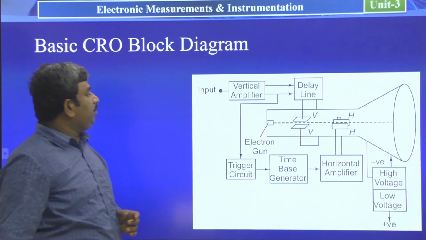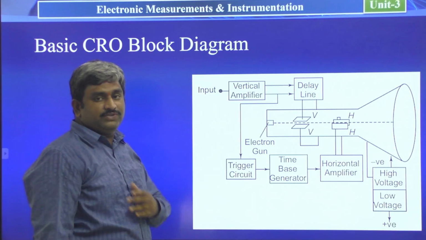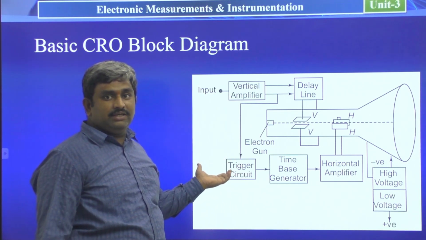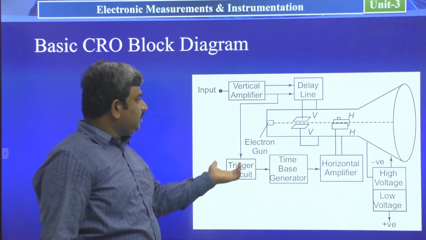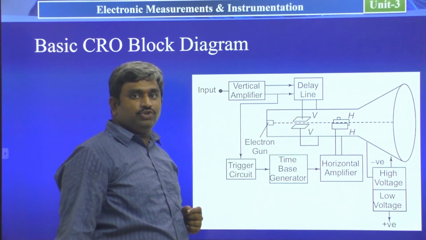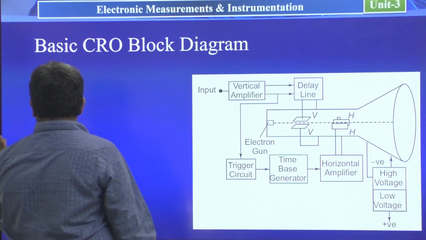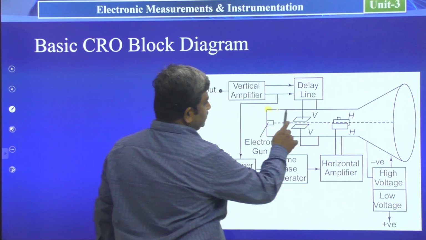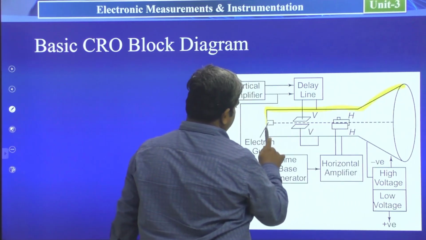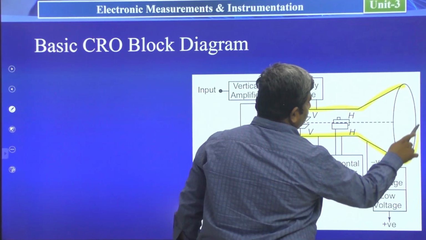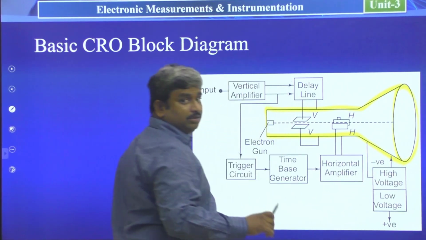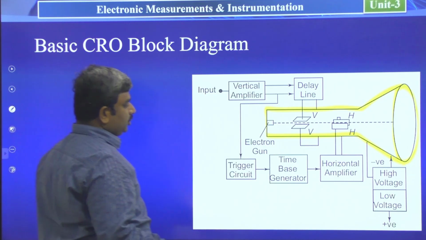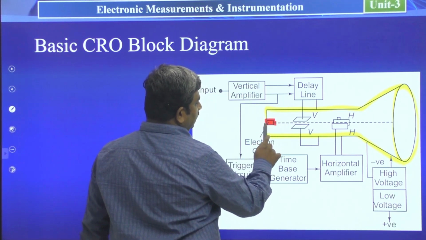Let us take one more look. Basic block diagram of CRO. So we have seen a lot of parts in our block diagram. These are the very simple parts of the CRO. Here we have the CRT tube. This is our CRT tube. Next, coming to here, this is the electron gun.